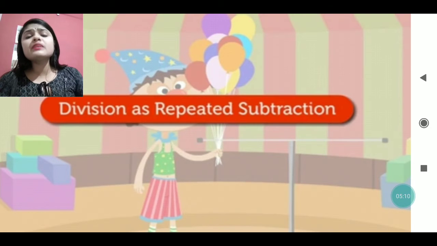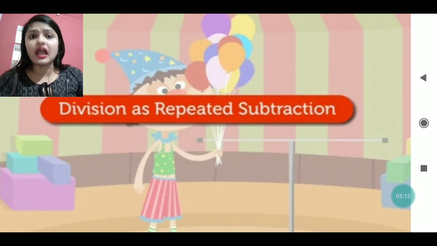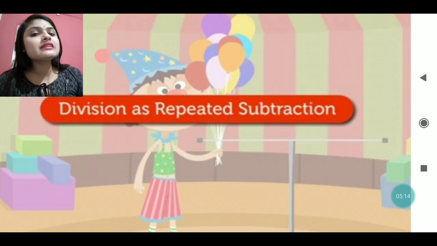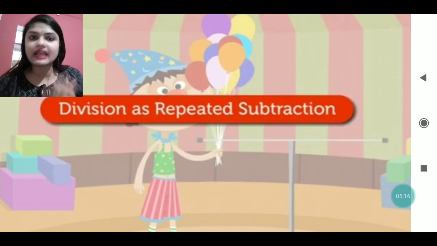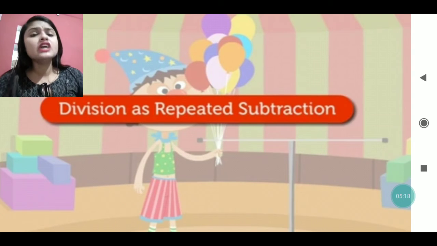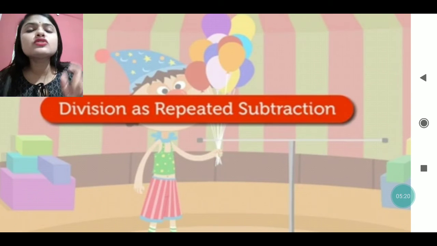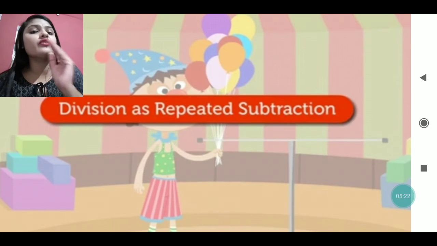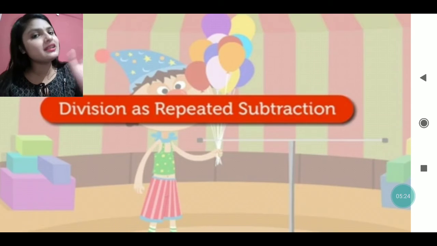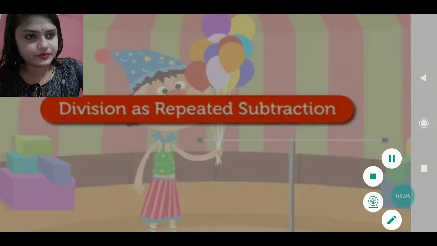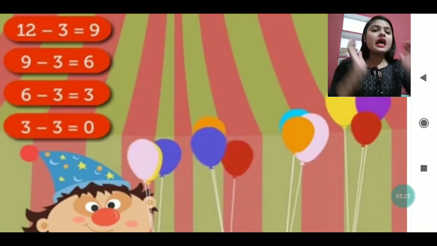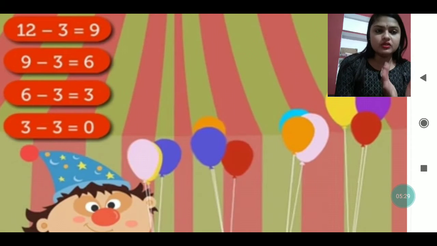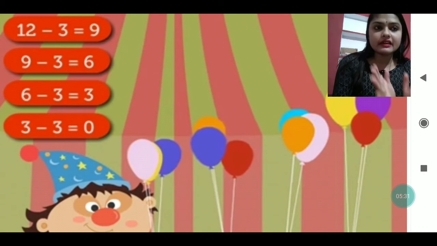You can see there is a balloon seller. That balloon seller is selling very different kinds of colorful balloons. Okay, so just see, with this only I will tell you how we used to use this repeated subtraction. Just see. So student, how many total balloons is that balloon seller having?